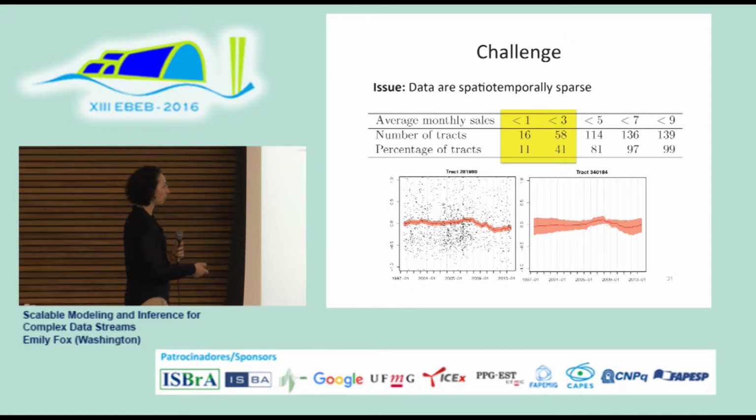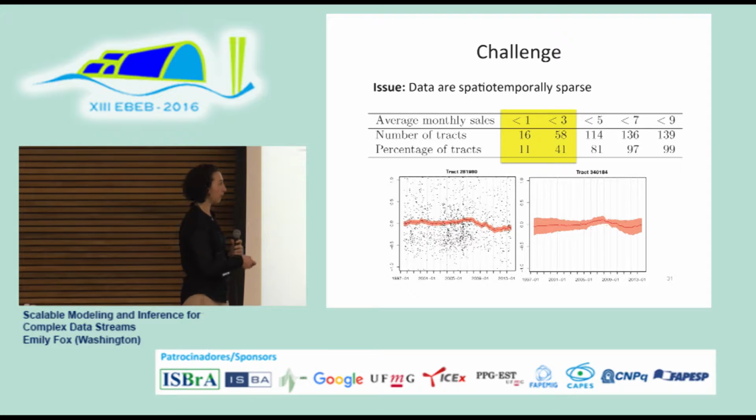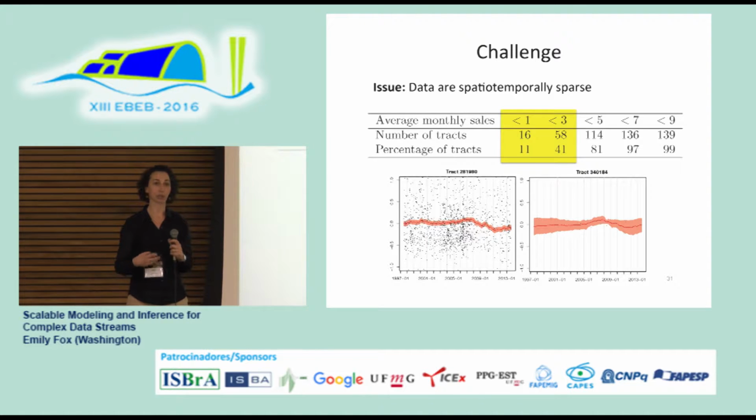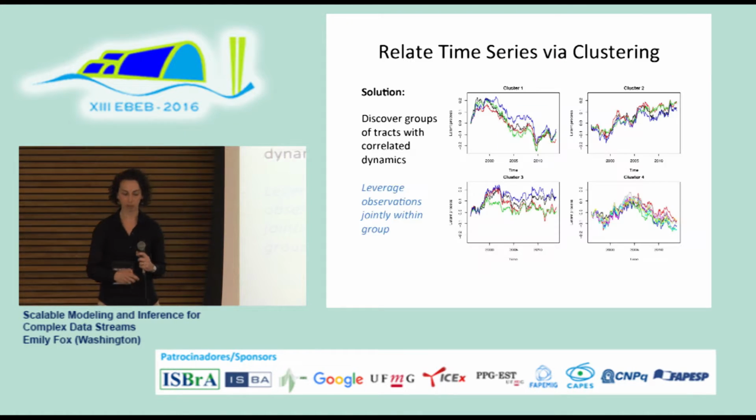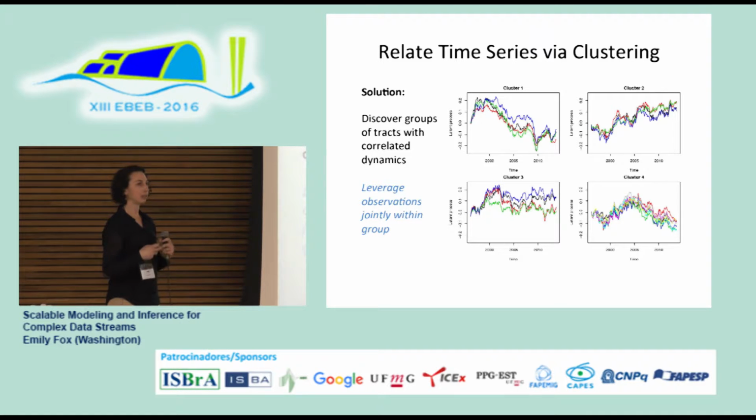So the question is, how are we going to be able to produce reasonable estimates in census tracts where we have very few observations? Well, the simple approach that I was describing, which is pretty intuitive in this application, is we're just going to discover clusters of census tracts where the dynamics of house values in these regions are correlated.